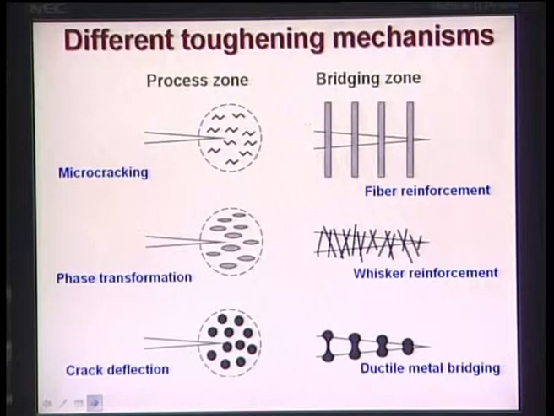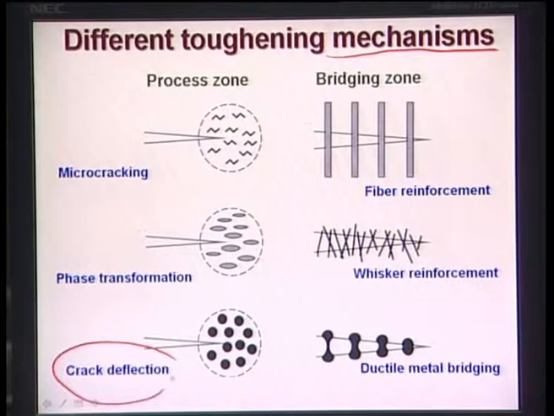Now toughening mechanisms. As I mentioned a number of times, ceramics are essentially brittle, they lack fracture toughness. So toughening mechanisms indicate the mechanisms by which you can potentially increase the fracture toughness of the materials, and these mechanisms are only applicable in ceramic based materials. Now let us go one by one. What are the different toughening mechanisms that can possibly work in ceramic based materials?